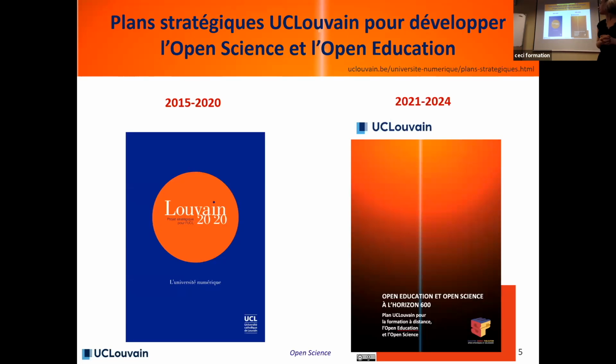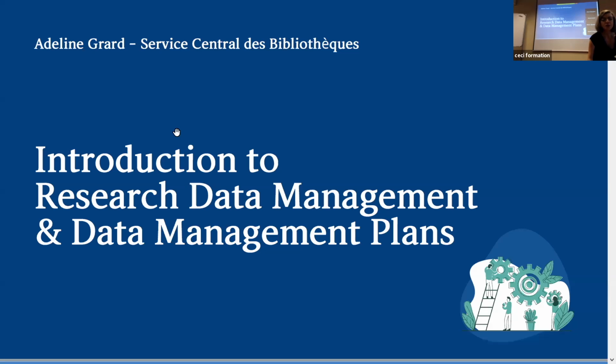And of course, from a political point of view, we are engaged since Louvain 2020, but now in the Horizon 2030 plan, to make the UCLouvain more open. And so you can have access to this report if you want, which is the strategic vision of UCLouvain regarding open science. So now I'm going to present you a brief introduction to research data management and data management plans.